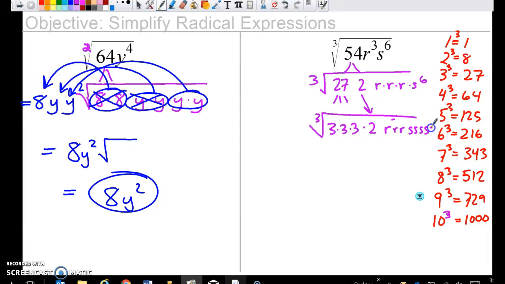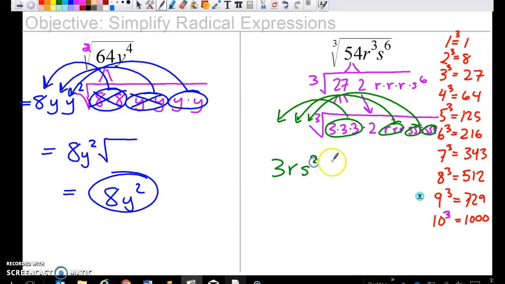I don't know if I'm going to fit it in there. There you go. I'm looking for groups of what in this index? 3. So a group of 3 here, group of 3 there, 2 groups of 3 here. For each group, 1 on the outside. 3, r, and then 2 s's. Don't forget the index is 3. What's left inside? It's a 2.